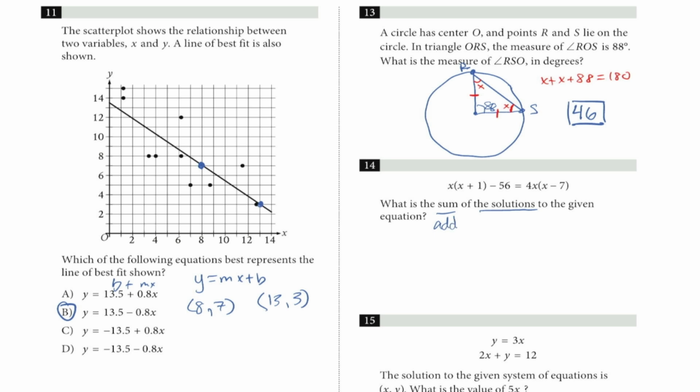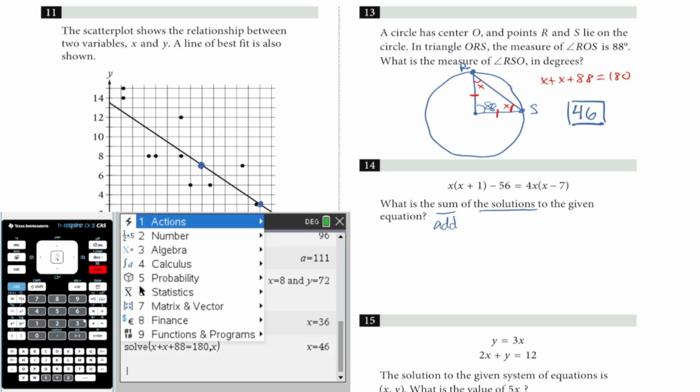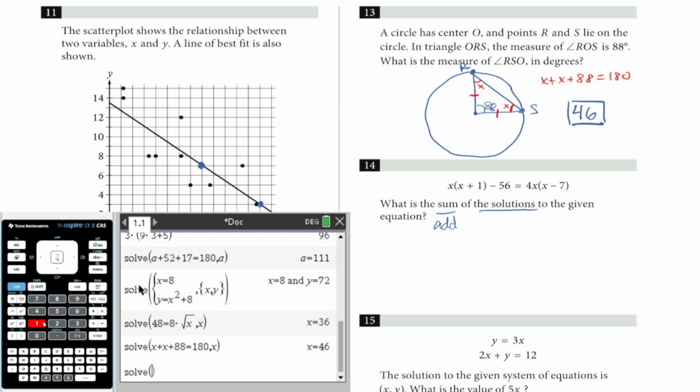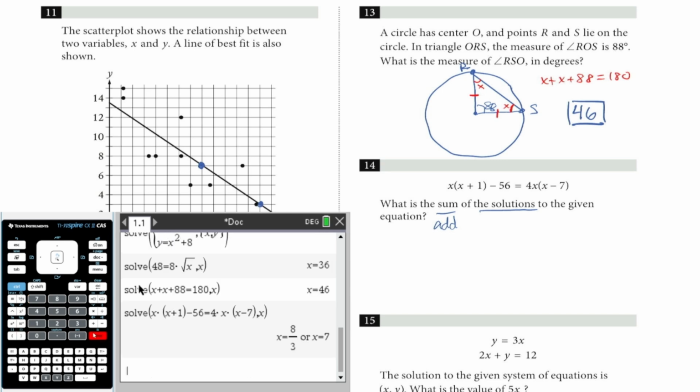So to find the solutions to a single equation, we like to use our calculator. So we're going to go to menu 3, 1. And here we have x, then parentheses. So if you have a letter in front of parentheses, remember we have to put times. So x times parentheses, x plus 1, close parentheses, minus 56, equals 4x times parentheses, x minus 7, comma x, because we have to tell the calculator what to solve for. And so we end up getting x equals 8/3 or x equals 7.